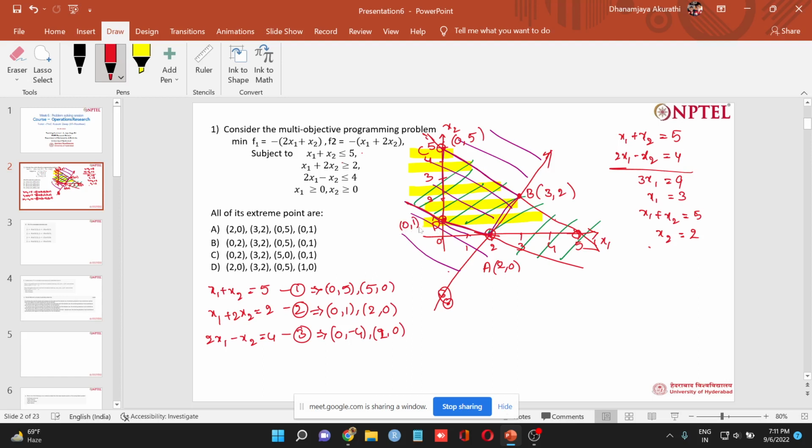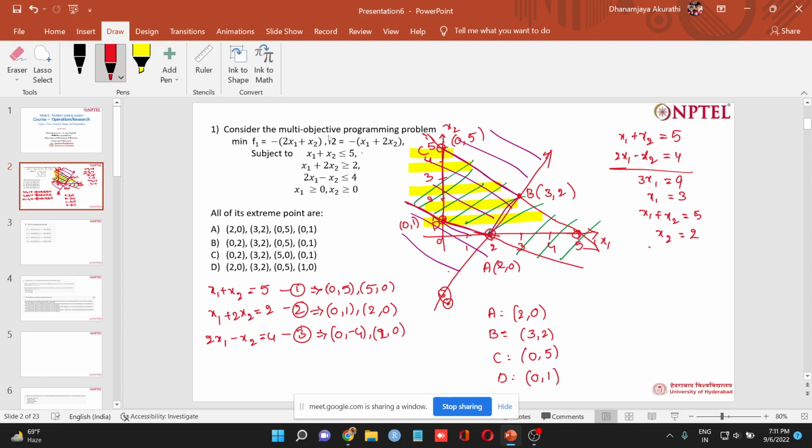x1 0, x2 1. So what are the values we got? Extreme points of the feasible region: A is 2 0, B is 3 2, C is 0 5, and D is 0 1. So which option is correct? These are the extreme points of the feasible region, right?